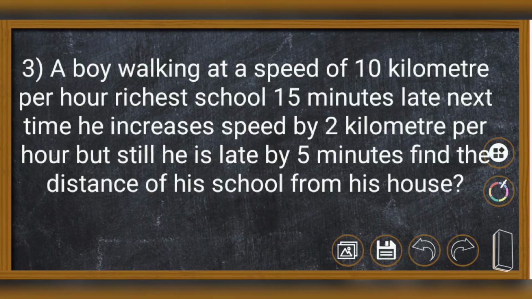Okay. So next question, a boy walking at a speed of 10 km per hour reaches the school 15 minutes late. Next time he increases the speed by 2 km per hour, but still he is late by 5 minutes. Find the distance of his school from his house. So here also the two speeds are given and the two times by which he is early and late is given.